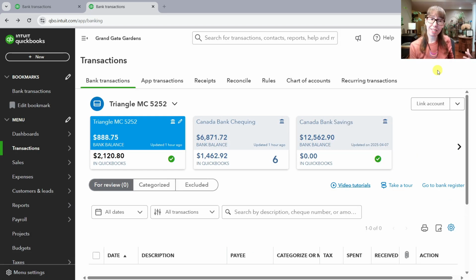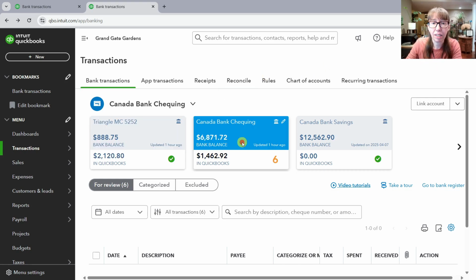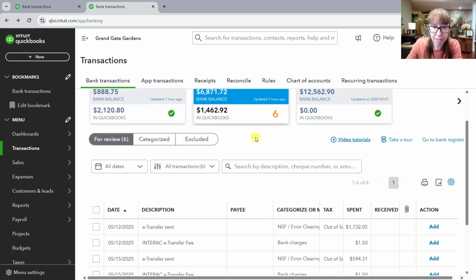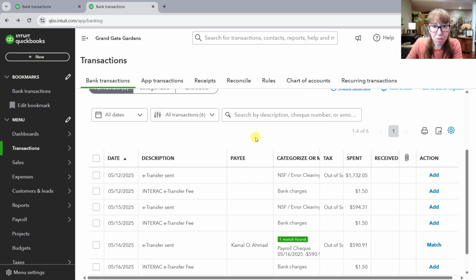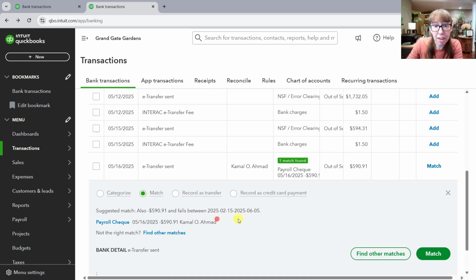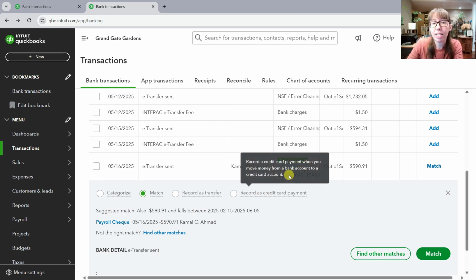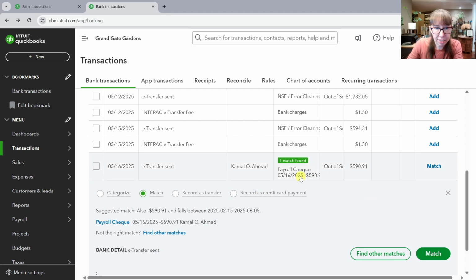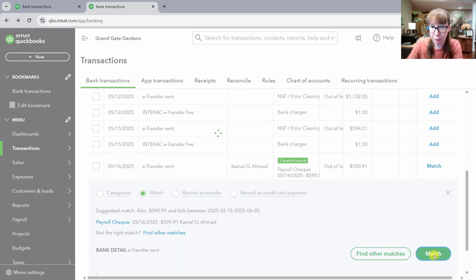So before we reconcile the Triangle Mastercard, let's go ahead and clear all of the bank feeds. And let's go ahead and match the things that are obvious and we can see. So here's the e-transfer. Now, it doesn't say from the bank that it was sent to Kamal. It just says e-transfer sent, but we did enter a paycheck on May 16th for this amount. So we have a high degree of certainty that that's what it is. And we're going to go ahead and hit match.